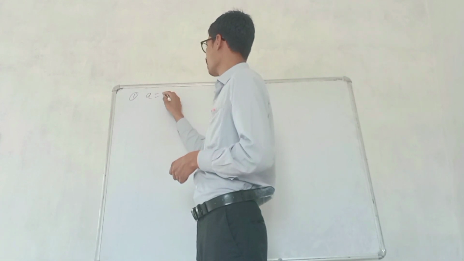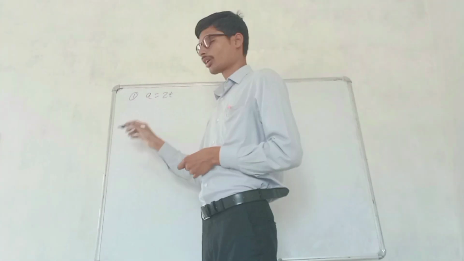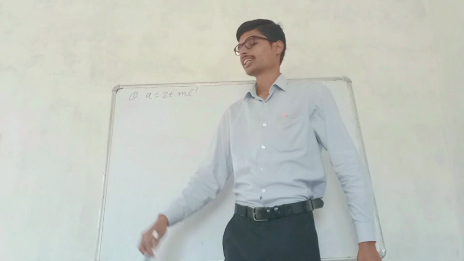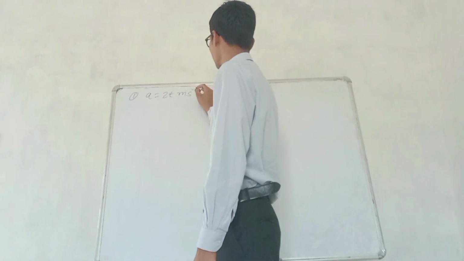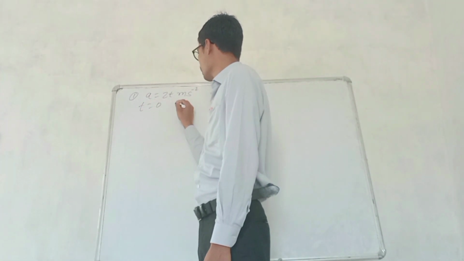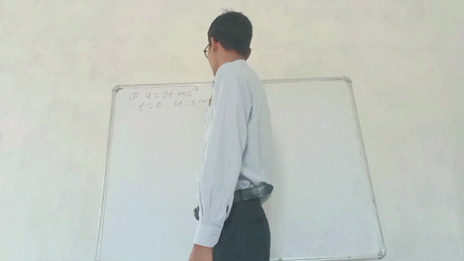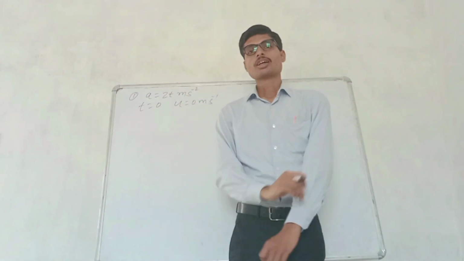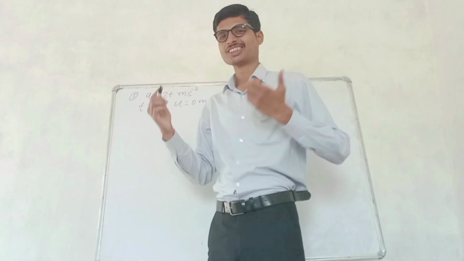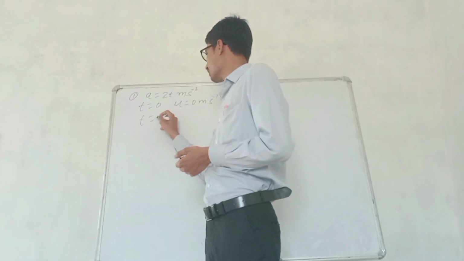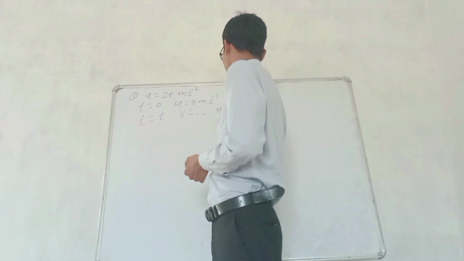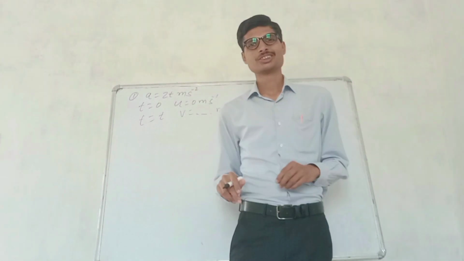Acceleration is a multiple of time, 2t meter second inverse 2. At t equal to 0, the initial velocity is 0 meter per second. After that, we have to find its final velocity at t equal to t, which will be dash meter second inverse 2.